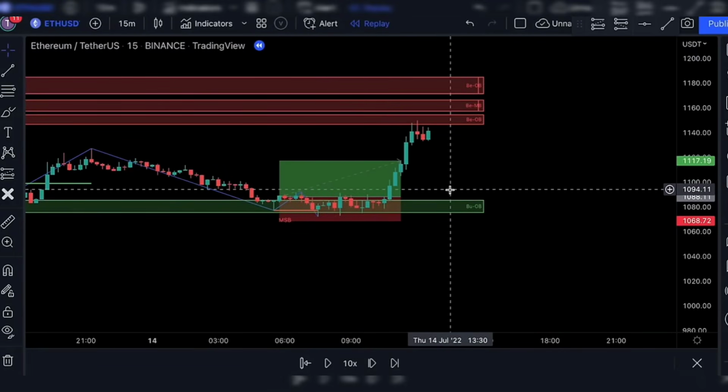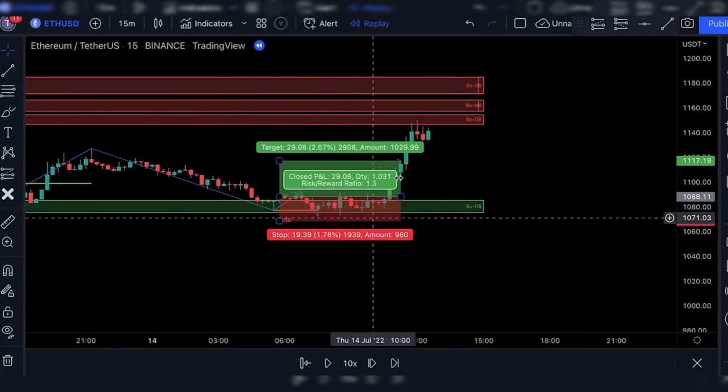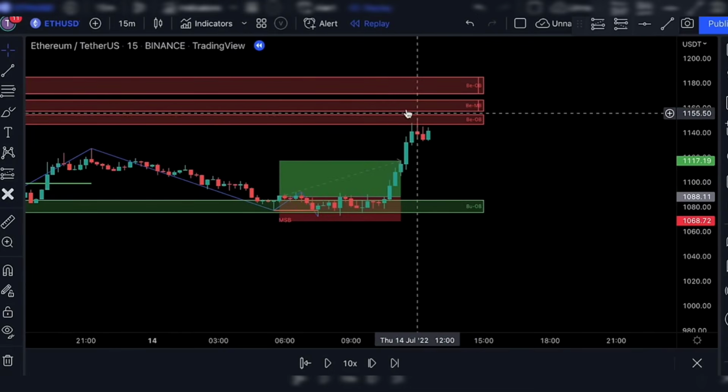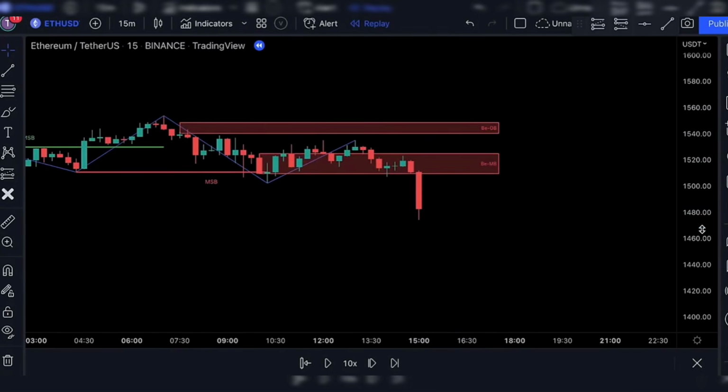Another good way to protect yourself from taking losing trades is to make sure that you have enough room for the take profit target to be hit before the price action bounces off the bearish order block. Alright, now let's learn the sell positions.